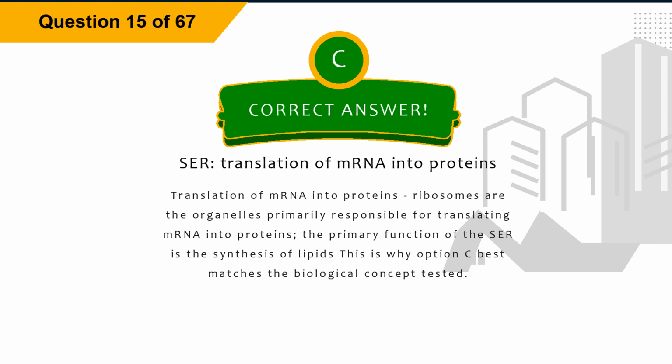Explanation: translation of mRNA into proteins. Ribosomes are the organelles primarily responsible for translating mRNA into proteins. The primary function of the cell is the synthesis of lipids. This is why option C best matches the biological concept tested.